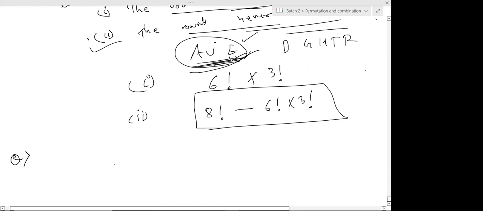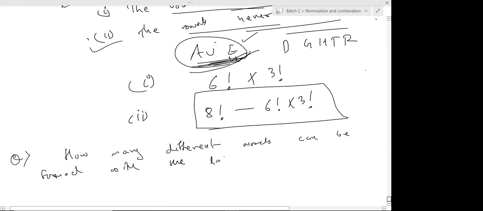Next question. How many different words can be formed with the letters of the word Mississippi?